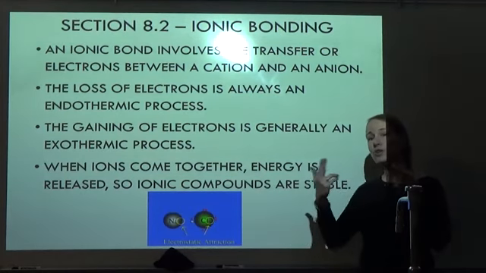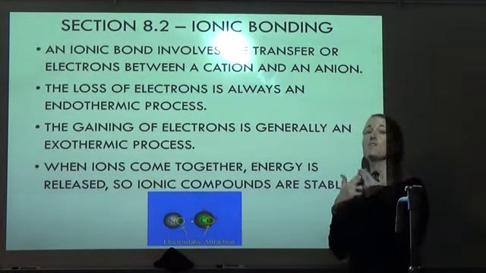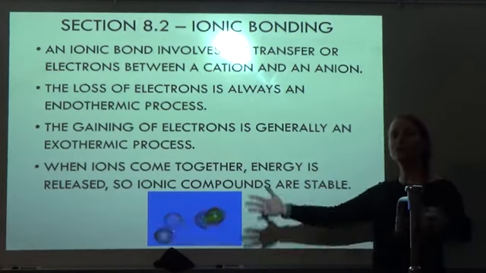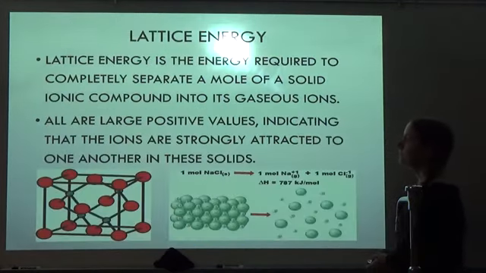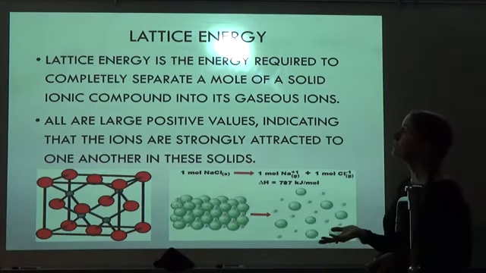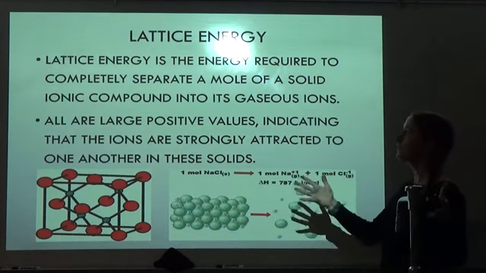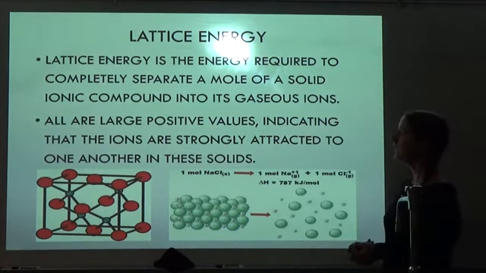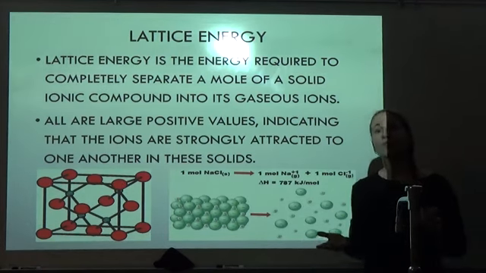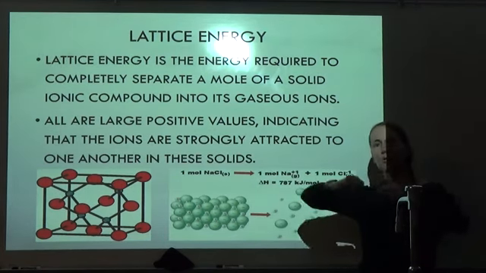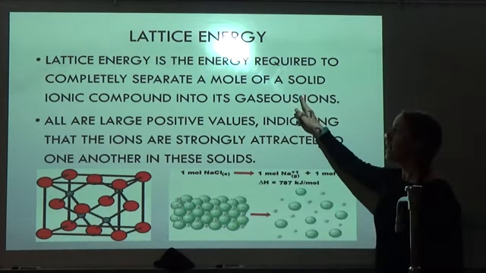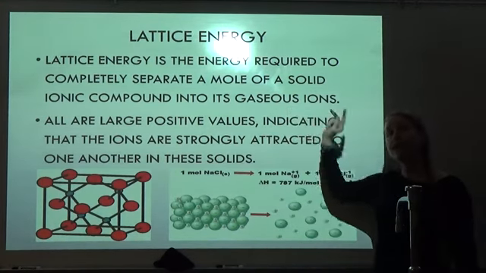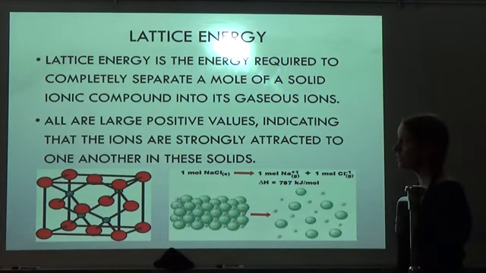Okay, so that attraction of positive and negative, it's a favorable process, so energy is released, and so that's why ionic bonds are very strong. Lattice energy is the energy required to completely separate a mole of a solid ionic compound into its gaseous ions. So if I take sodium chloride and I try to pull the sodium and the chloride ions apart from each other, I'm having to use a certain amount of energy, and that energy is referred to as lattice energy.